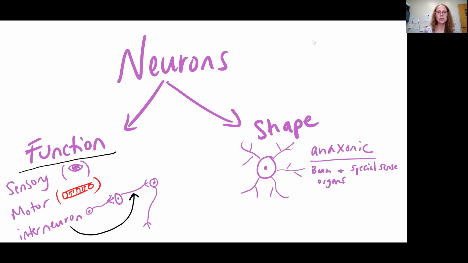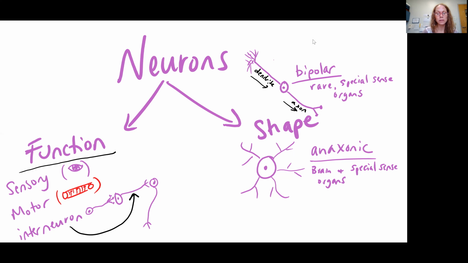The other classification is based on shape. So we have a classification called the anaxonic, and that means without axon. So when you look at the shape, it looks like there's no axon there. But of course, there is an axon. It's just that we can't see it anatomically. You'd have to trace out the physiology. You're going to find your anaxonic neurons in both your brain and your special sense organs. So this is a processing type of neuron. Bipolar is another processing type of neuron.